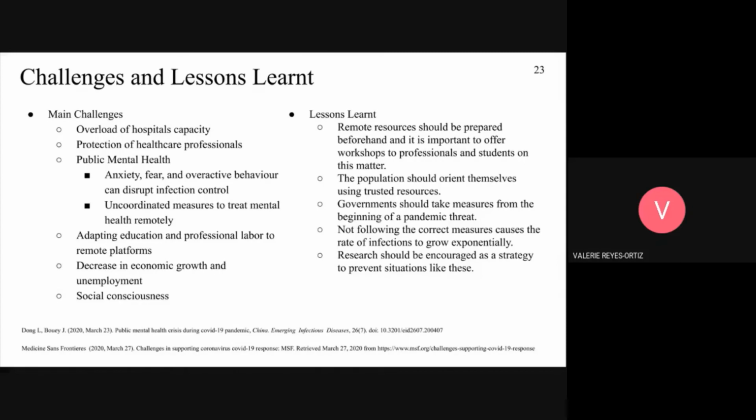So from all the challenges can come a series of lessons that can be used for future emergencies. And I think some of the main ones are that the remote resources should be prepared beforehand to prevent uncertainty and stress. And also that it is the individual's responsibility to orient themselves using trusted resources to avoid spreading chaos. And finally, that the governments and people should take preventive measures from the beginning or even before a pandemic strikes.